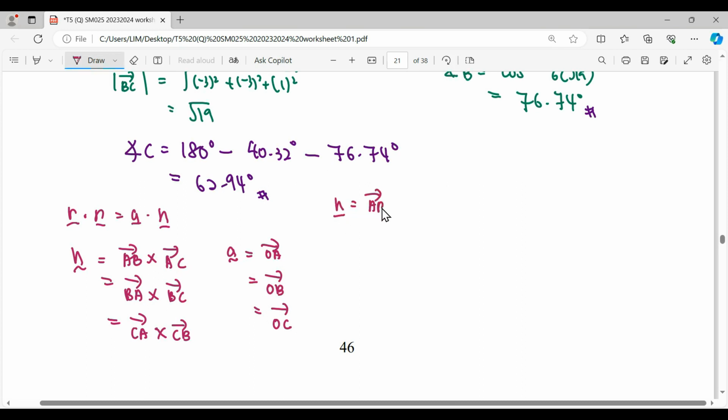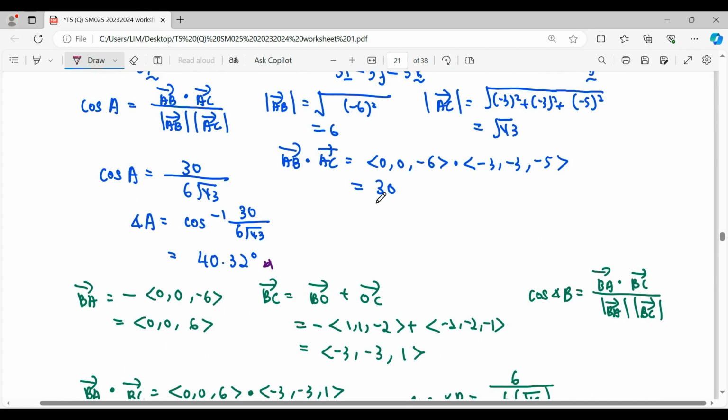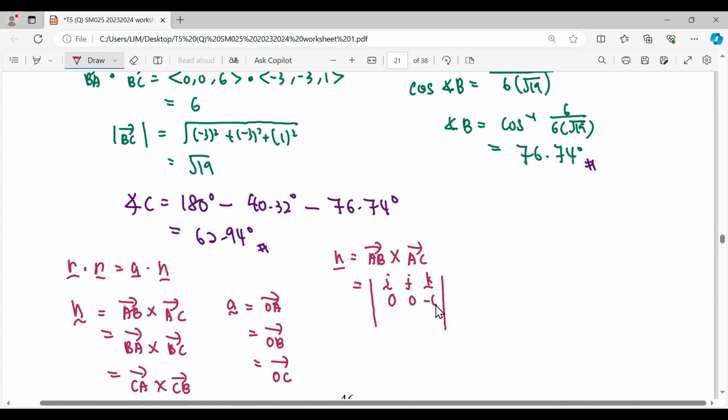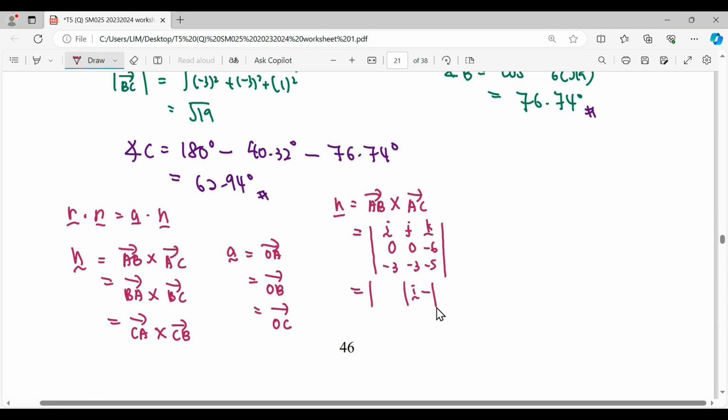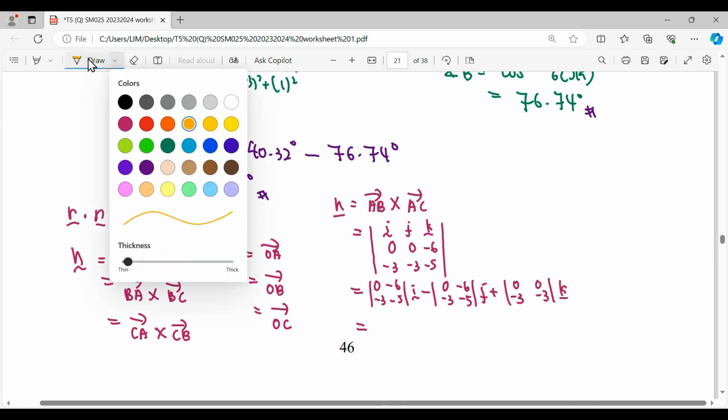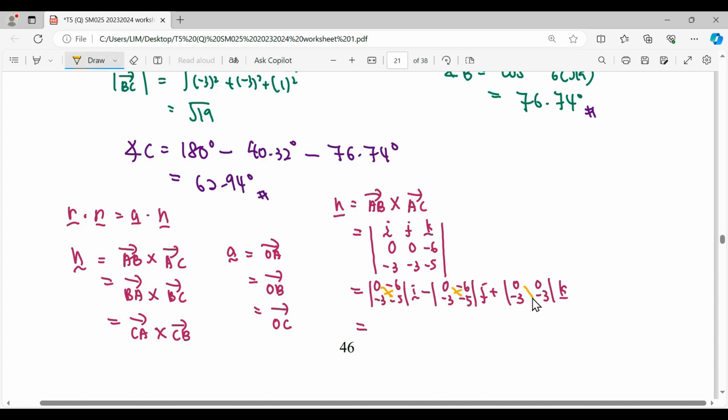So for the normal vector, we choose AB cross AC. Put it into the 3 by 3 determinant with i, j, k. Substitute in our vector AB, which we found before, 0, 0, negative 6, and AC, which is negative 3, negative 3, and negative 5. Then we do minor A11 minus minor A12 plus minor A13. For the minor, we eliminate the first row and first column, leaving the elements 0, negative 6, negative 3, negative 5. To do this minor, we need the formula ad minus bc.